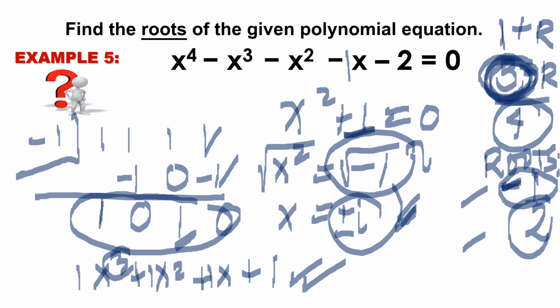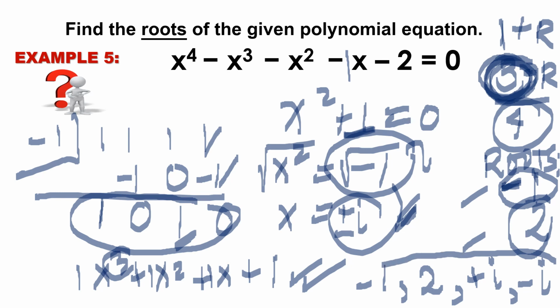And what are those 4 roots? So we have -1, positive 2, positive i, and negative i. So there are 4 roots in all, consisting of 2 real roots, -1 and 2, and then positive i and negative i are the complex roots, which are conjugates.